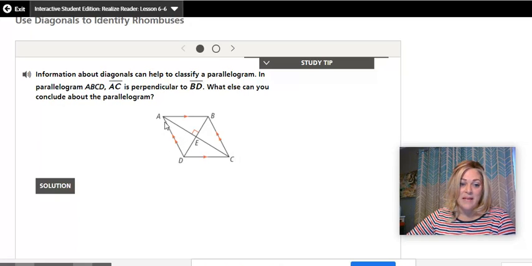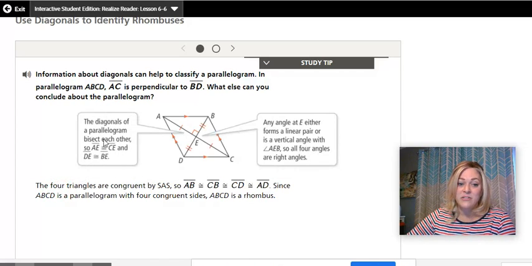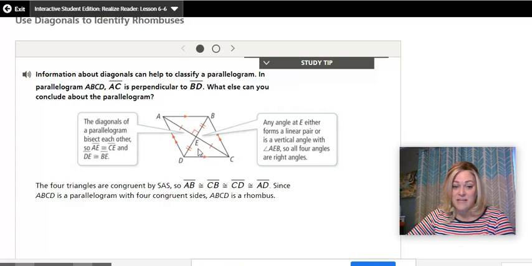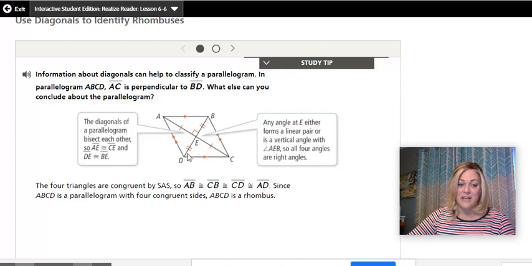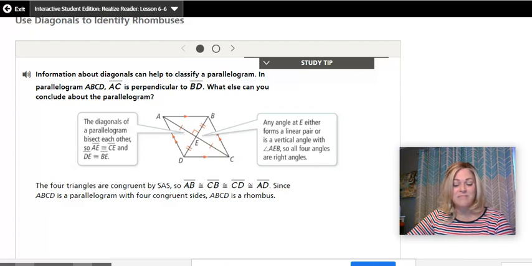In this parallelogram, AC is perpendicular to BD. So we have this 90 degree angle, which means all of these angles around E are 90. What else can you conclude about this parallelogram? Think of parallelograms, and I'm going to walk us through this. The diagonals of a parallelogram bisect each other, which they do. I've got these tick marks. Any angle at E is 90, and by vertical angles, the angle across would be the same. So all 4 angles are right angles. The 4 triangles are congruent by side, angle, side. And so, since ABCD is a parallelogram with 4 congruent sides, it is a rhombus.